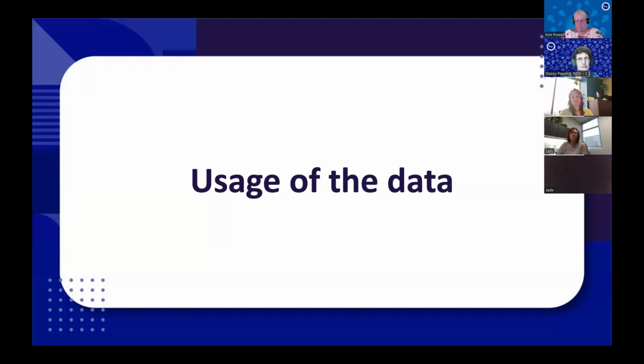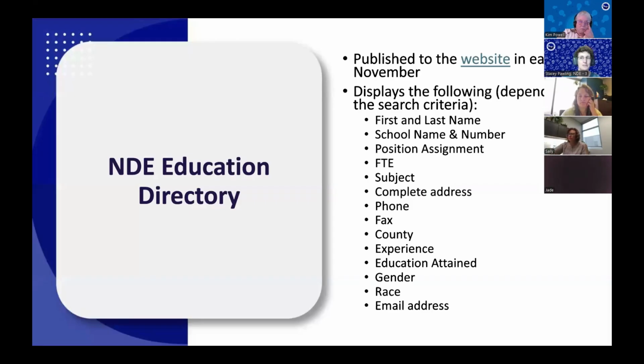One of the things that is helpful for Kim and me is why are we even submitting this information? We're sitting at the district office and we have to submit this, and maybe your reason is because you're told to do it. But some other people need to know exactly what this is for. Staff reporting data is actually used for a variety of things, and one of the number one things we use it for is the NDE Education Directory, which is published. That's why it needs to be done by October 31st, because they start pulling all that data and start publishing it on this website in early November.